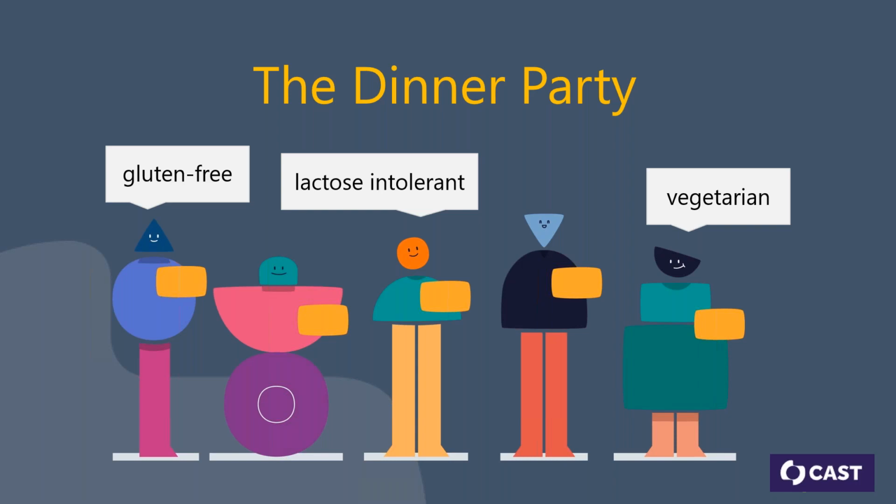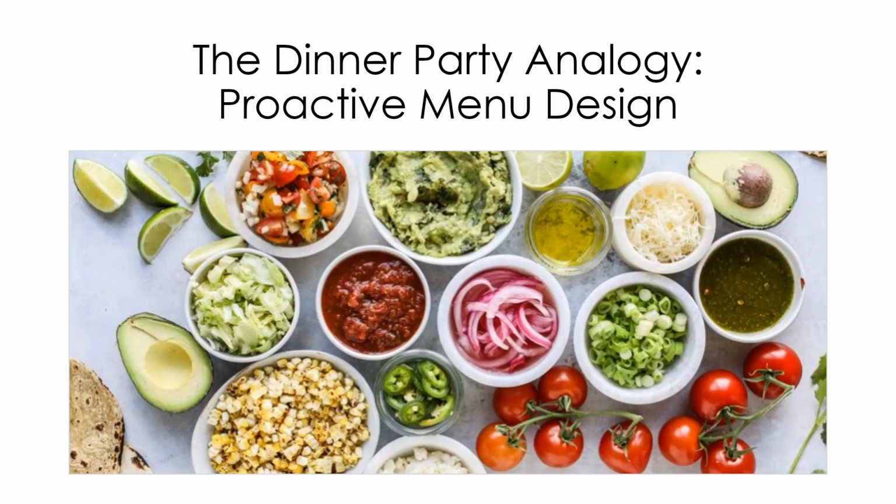And so possibly it's better to have a dinner party that looks more like this, which is a proactive menu where everyone can really get what they need. You can still have a dinner party, you can still have a Mexican theme, but then everyone gets what they need so they can make what they want out of it.